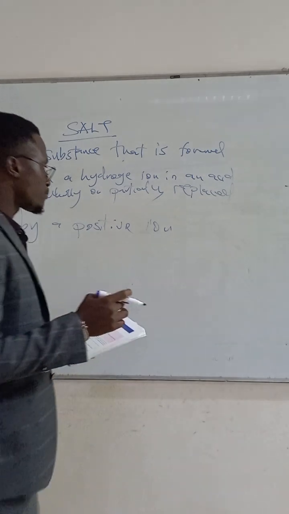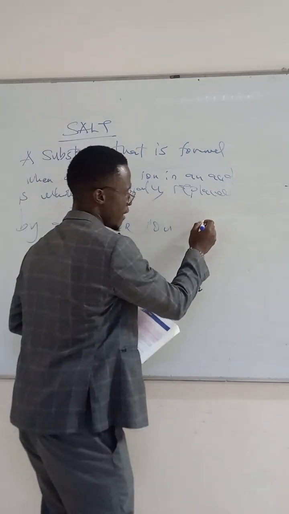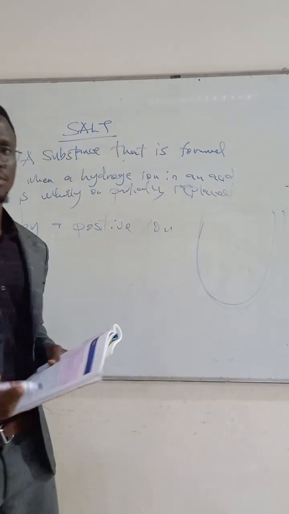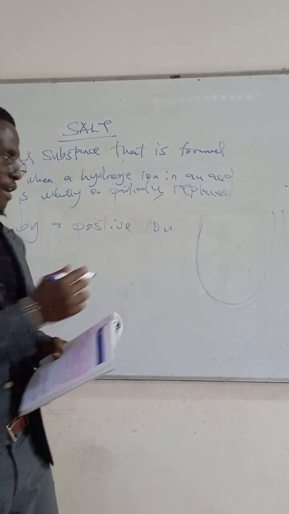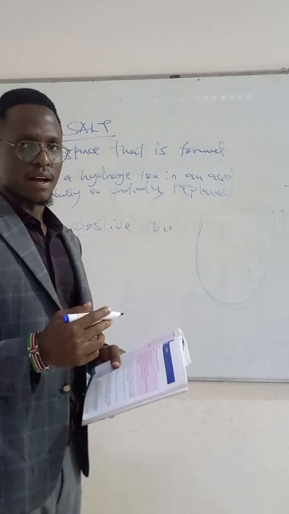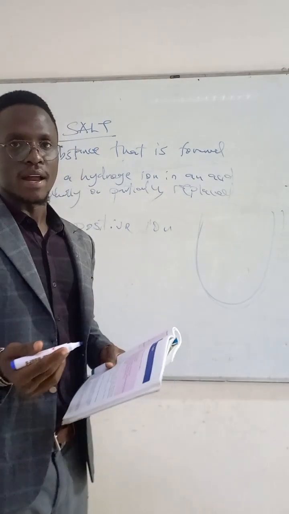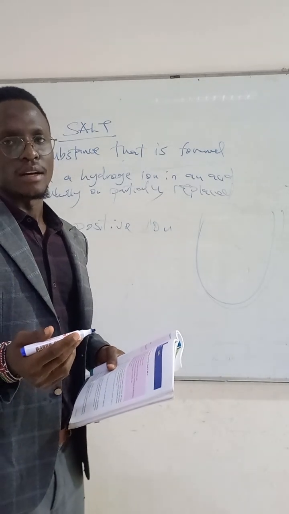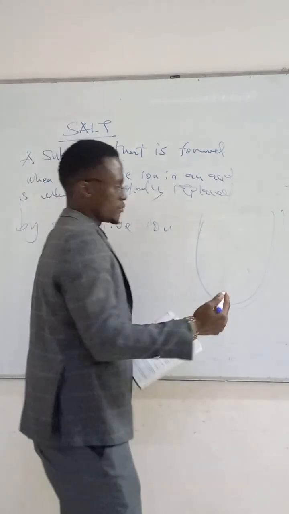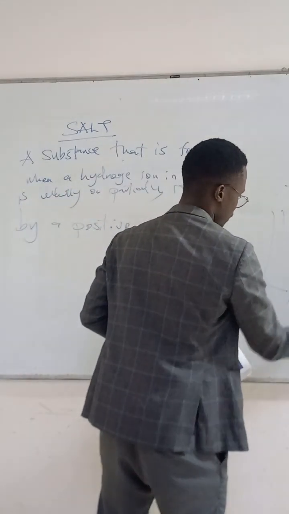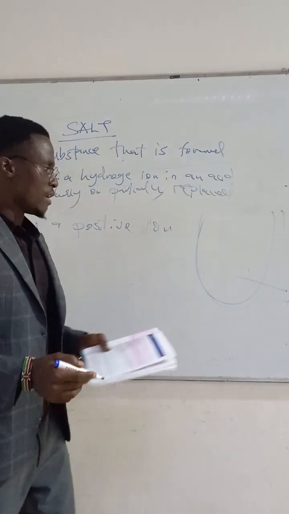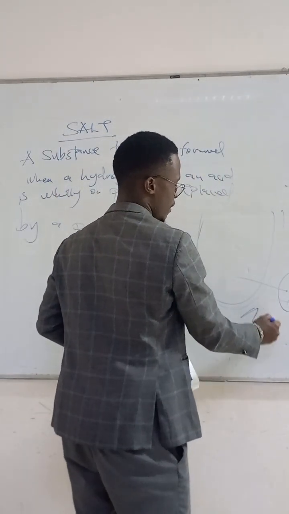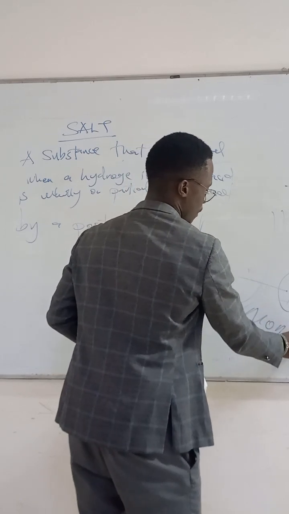So let's assume we have a beaker, and we want to form a salt. How do we form a salt? The first thing you're going to add in this beaker is maybe an acid. Let's use HCl. HCl is an acid, and it has one hydrogen ion, so it is monobasic.